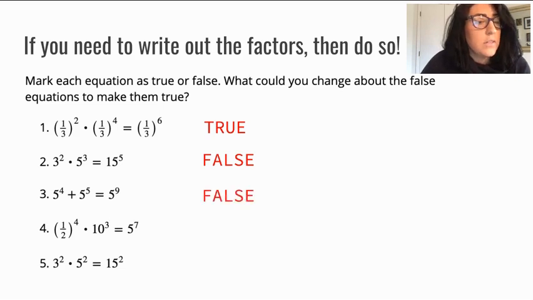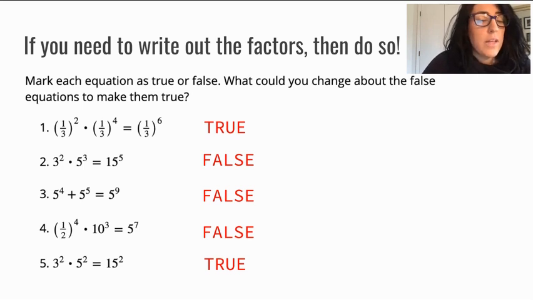This is also false. You have 4 factors of 5 and 5 factors of 5, and you're adding those 2 factors together. It's not the same as 9 factors of 5. Our next one is also false because of those same reasons if you think about the factors. And the last one we would say is true because you have 2 factors of 3 and 2 factors of 5, and you are multiplying those together. So when you actually multiply that all together, they do equal the same thing.